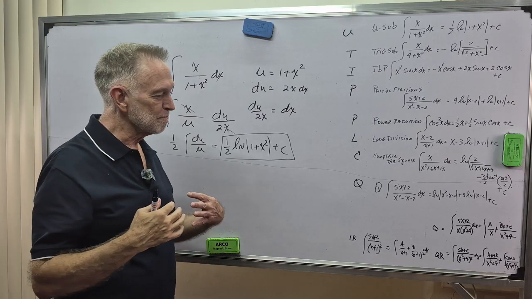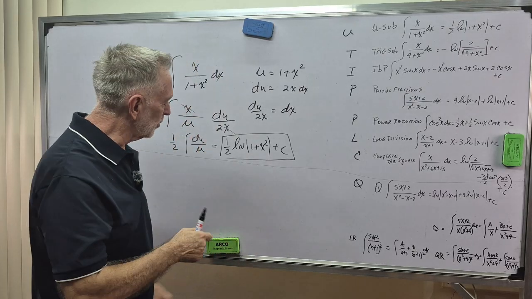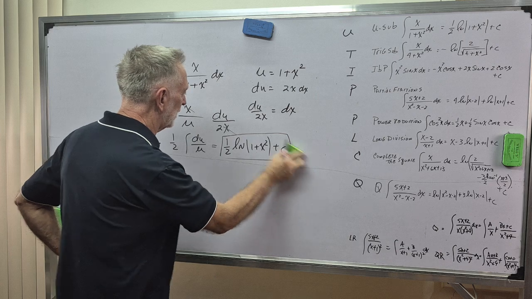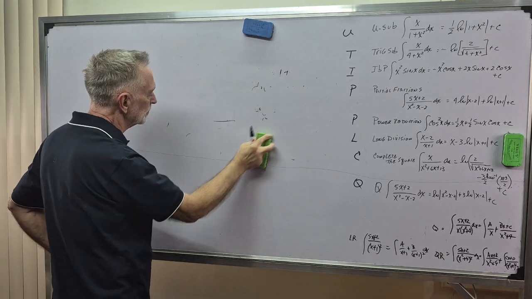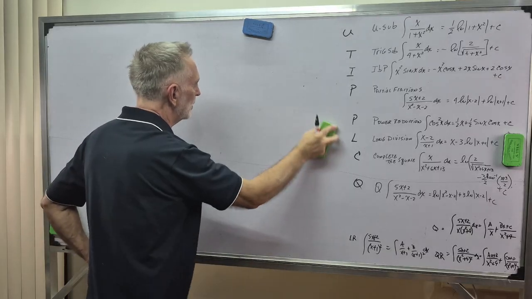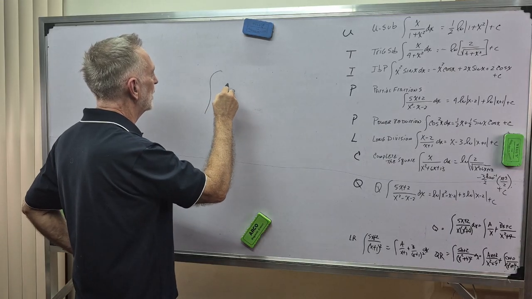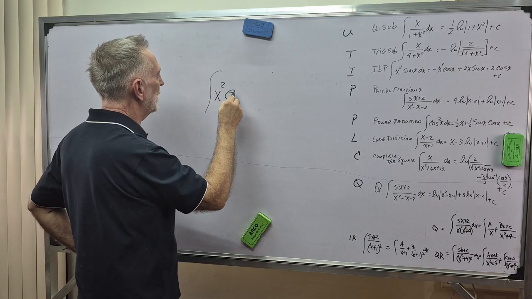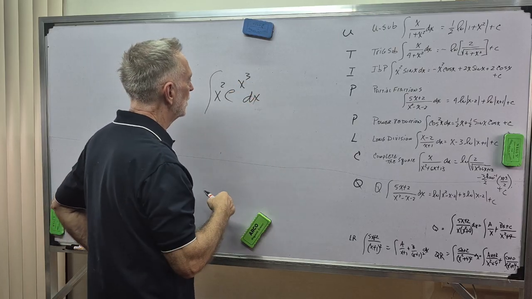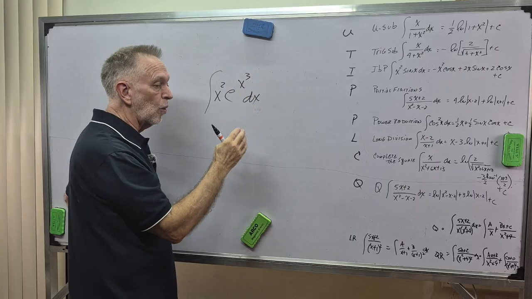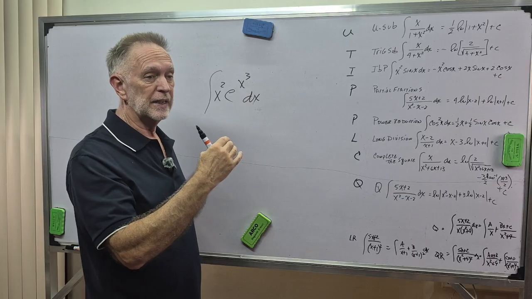And that is how U-Sub would work. Let me think offhand what might be another. Let's say, what if we had, I don't know, e to the, let's see, x squared e to the x cubed dx. We know the integral of e to the u du is e to the u.